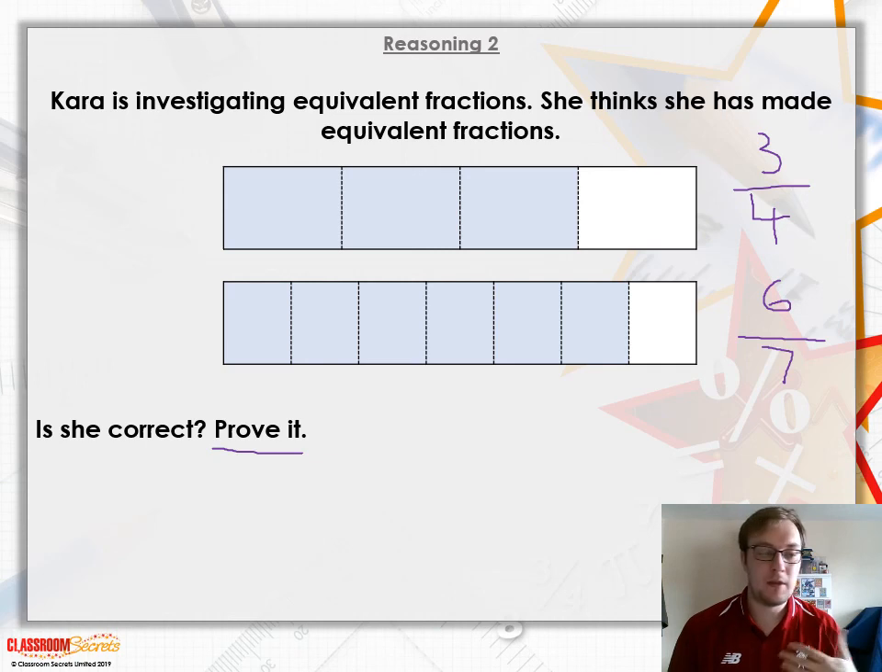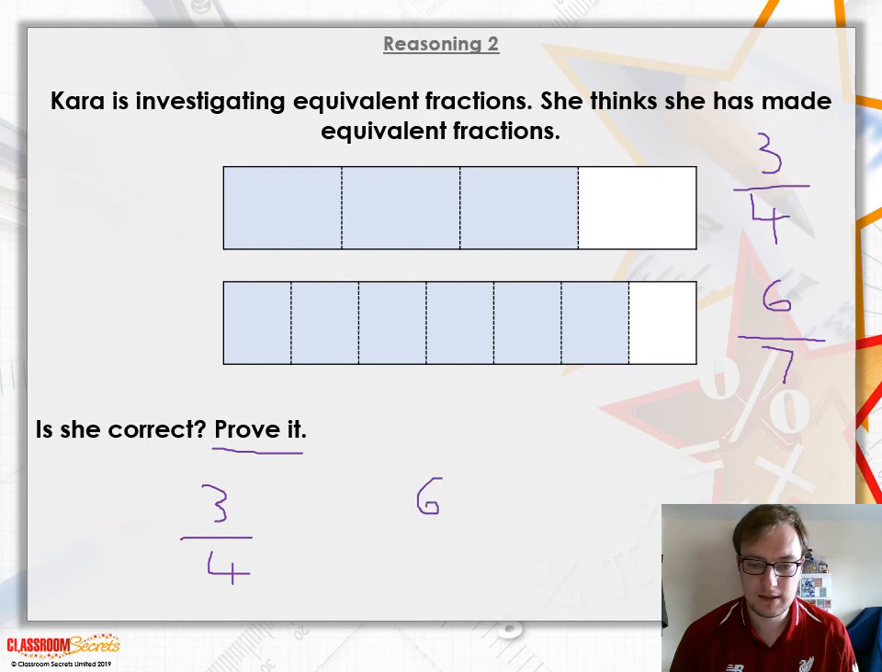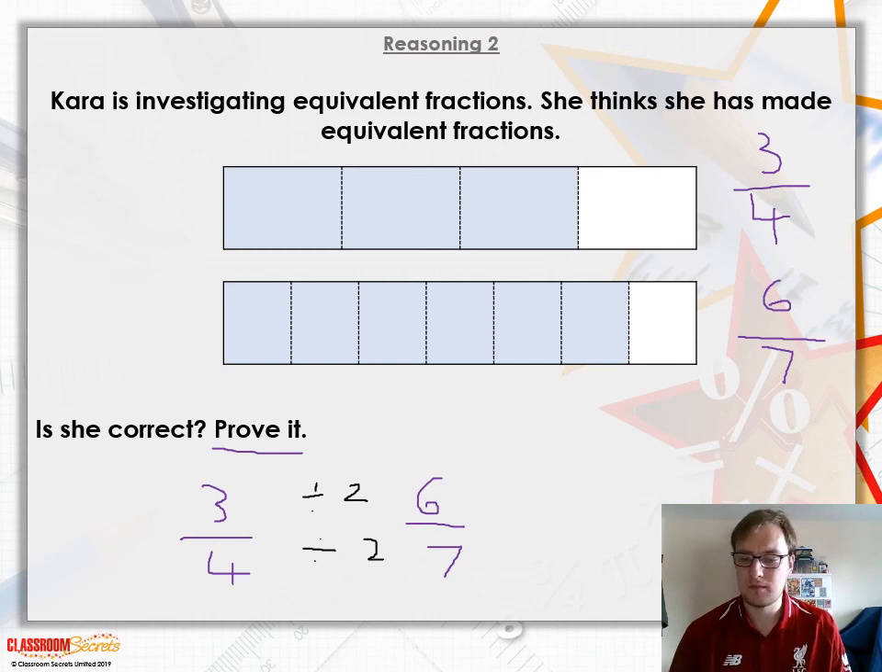So again, like with the other slides, I'm going to use some multiplication or division just to check where she might have gone wrong or what the equivalent fraction should have been. So let's start off with our 3/4, and we've got our 6/7 here. First of all, I'm just going to divide the top number by 2, because I know 6 divided by 2 is 3. And let's do the same to the bottom number. So 7 divided by 2 would not be 4. So where has she gone wrong?